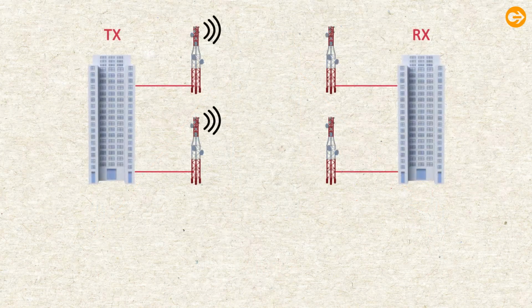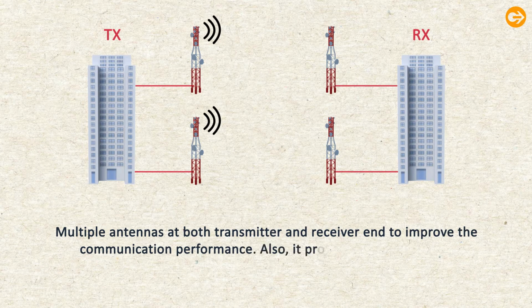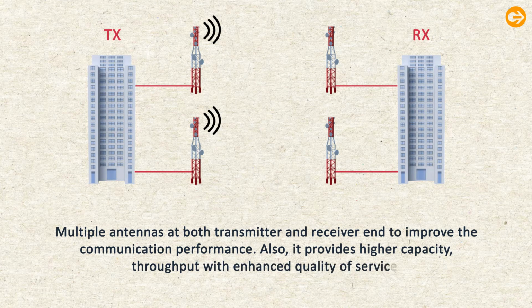It is a very powerful technique in wireless systems. The structure consists of multiple antennas at both transmitter and receiver end to improve the communication performance. Also, it provides higher capacity and throughput with enhanced quality of service without raising the transmitted power of antennas.